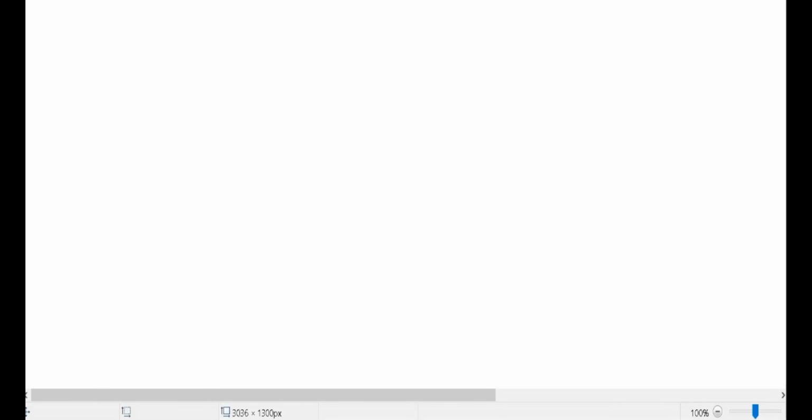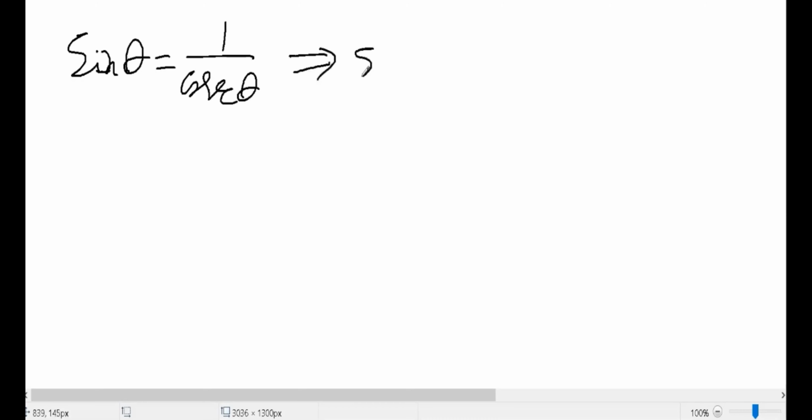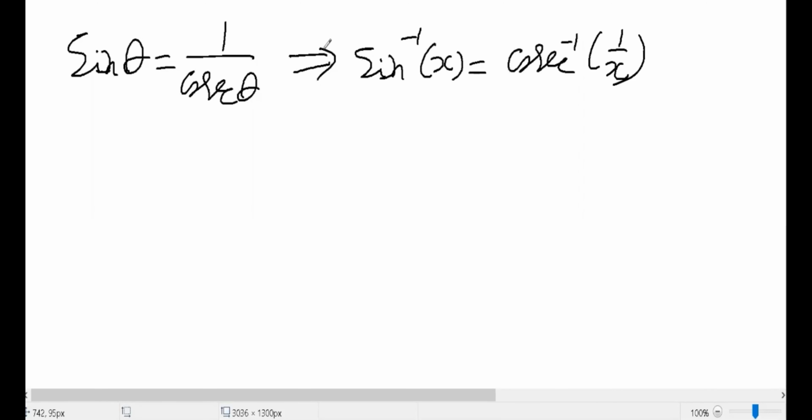Now let me explain some formulae that are very useful while solving this exercise. Let's start from the basics. Sine theta is 1 upon cosec theta, right? So in terms of inverse functions, how can I write this? I can write sine inverse of x is equal to cosec inverse of 1 by x. Here it is 1 by cosec theta, and here it is cosec inverse of 1 by x.